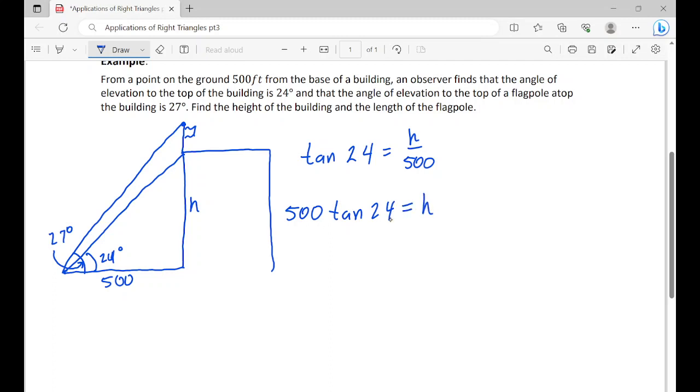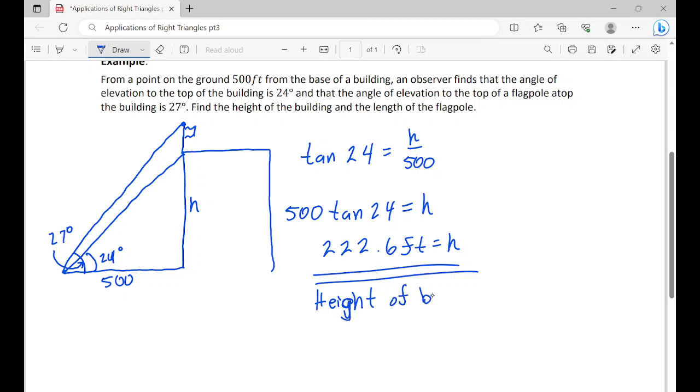Nice and simple. Put that in a calculator, making sure it's in degree mode. And I'm going to get h to one decimal place: 222.6 feet for h. So this is the height of the building. But I still need to find the length of the flagpole. The flagpole is, however tall it is, sitting on top of the building itself.